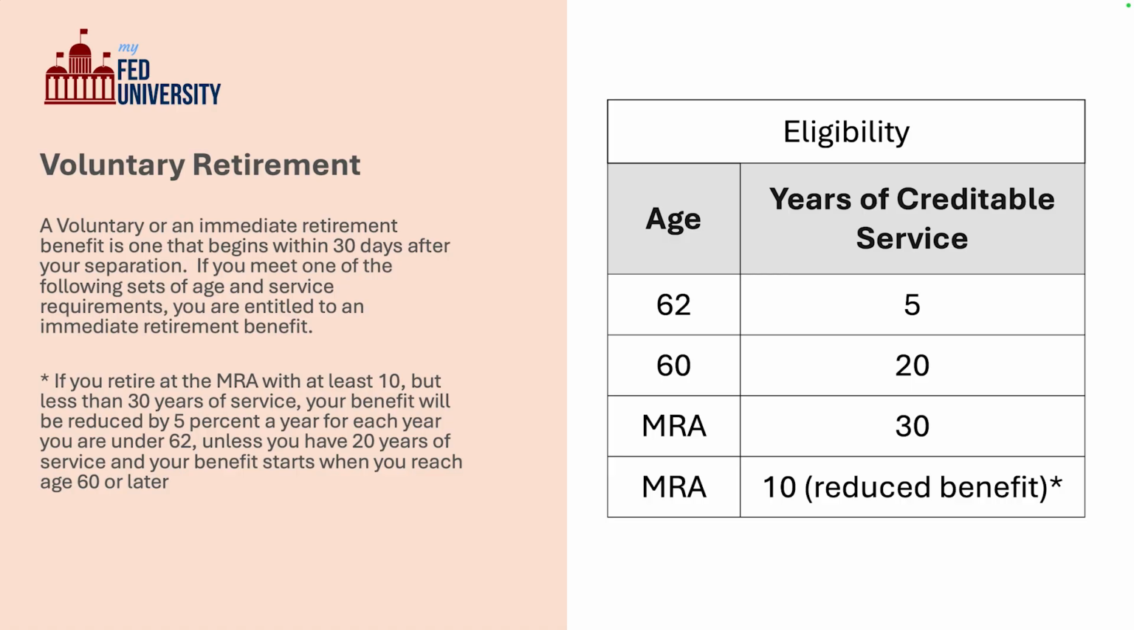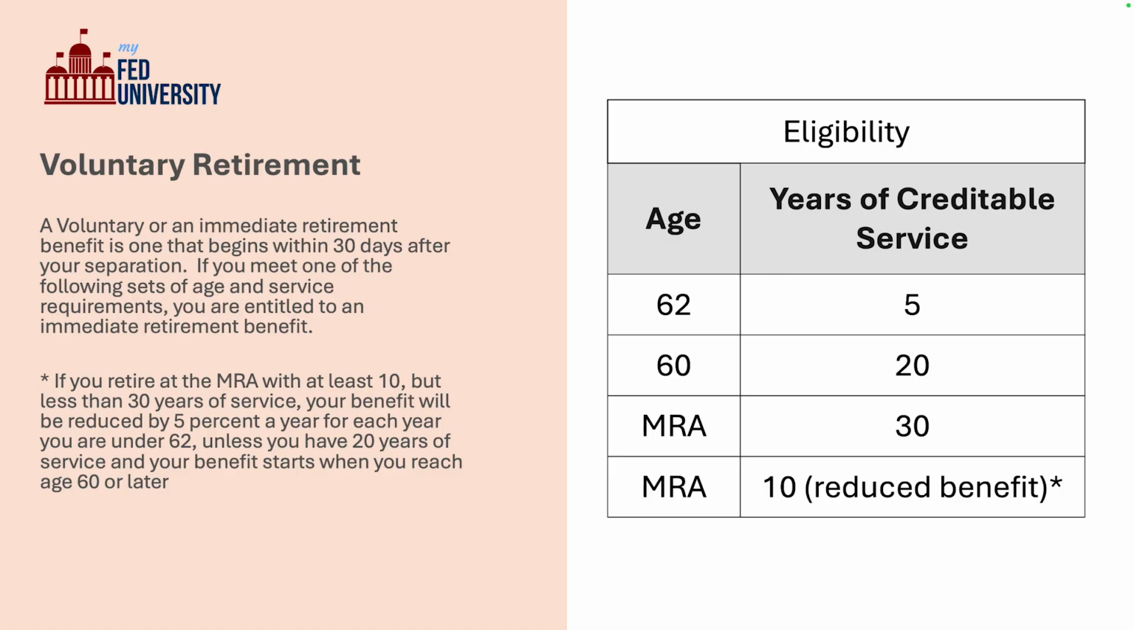30 days after, if you meet the eligibility requirements, your voluntary retirement annuity will kick in. So if you meet one of the following sets of age and service requirements, you are entitled to an immediate retirement benefit. So those eligibility are if you're age 62 with at least 5 years of creditable service, or if you're age 60 with 20 years of creditable service, or as we referred to earlier, you've reached your minimum retirement age with at least 30 years of creditable service. Those are the most popular options under voluntary retirement.